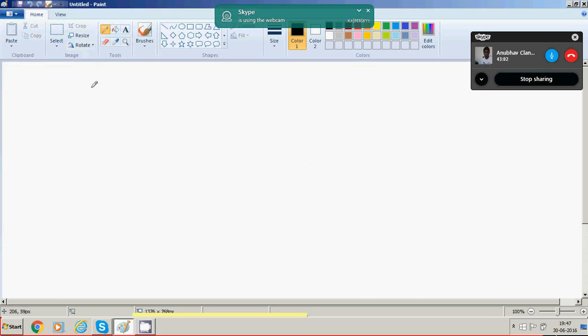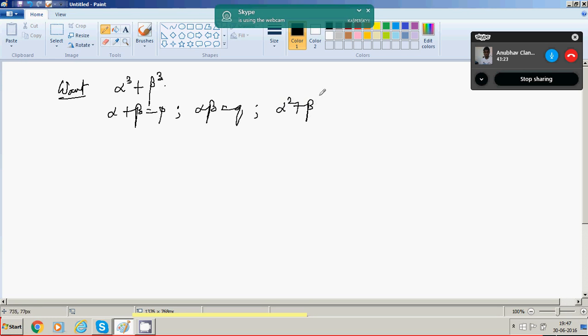Next, second part, we want to find the value of, or evaluate, alpha cube plus beta cube. So what do we know? Again, alpha plus beta equal to p, alpha beta equal to q. Of course, we also know alpha squared plus beta squared from the previous derivation: p squared minus 2q.